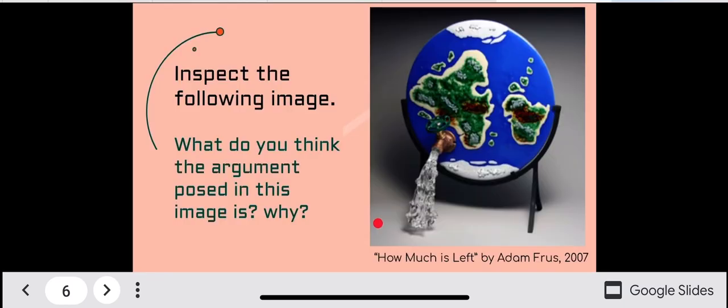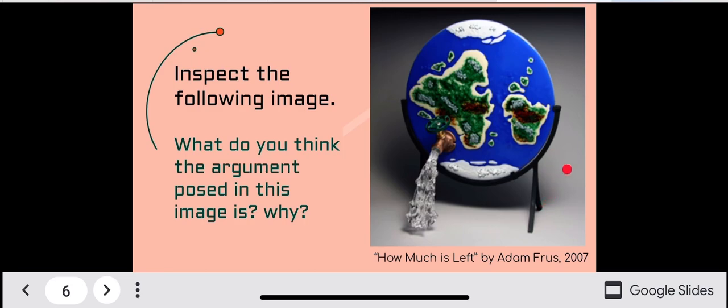Let's look, for example, at this picture. As soon as I look at any image, I need to go and search for the title, for the citation. So the title here is How Much Is Left, and it is by Adam Frost, 2007. I should look at the colors, I should look at the parts, I should look at what is being said here. So we should always remember that you should not start your sentence with "I can see." No, you should say the argument posed in this picture is 1, 2, 3. Okay, so you cannot say that I do not know what you can see. I want to know what is the argument that is being said by Adam Frost through this image.